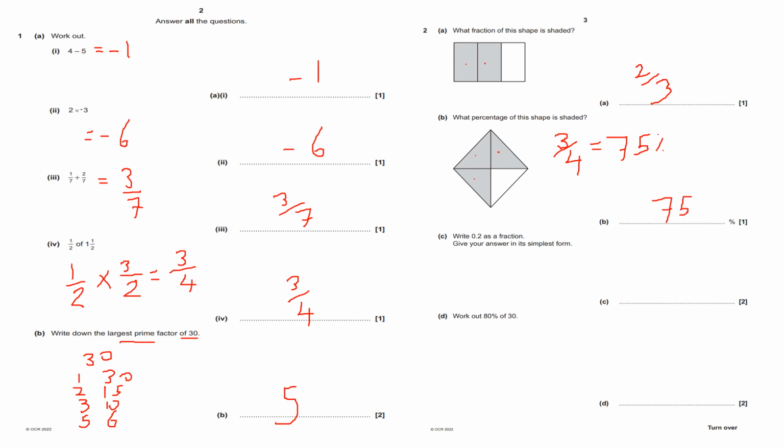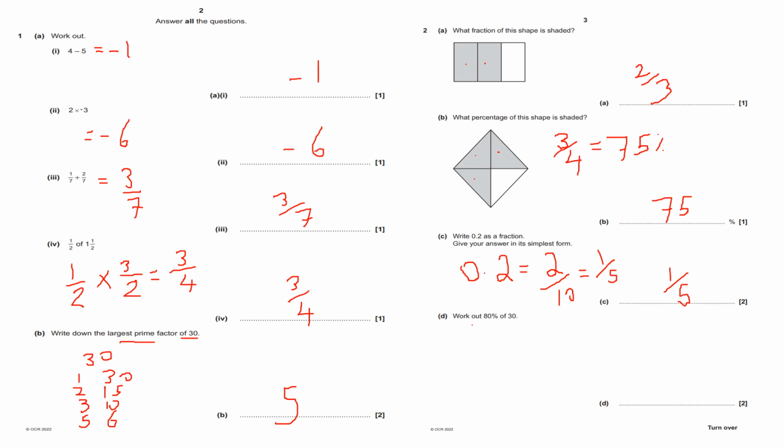Again, if you're not sure about that, then please check out my other videos looking at how to convert between a fraction, decimal, and percentage. Part C, write 0.2 as a fraction, give your answer in its simplest form. Looking at my place value, it's 2 in the tenths column, so it'd be 2/10, or 2 out of 10. Dividing top and bottom by 2, because it's an even number, I'm going to get 1/5, or 1 out of 5. So 1/5. In the mark scheme, 1 mark for getting 2/10 and another mark to simplify your fraction.